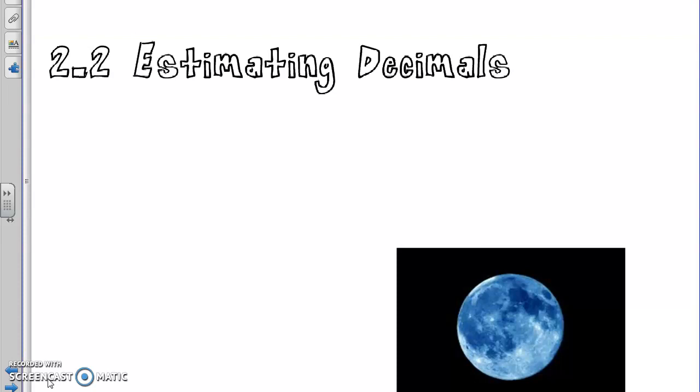Alright, welcome to Estimating Decimals. This is going to be a short lesson, so make sure you have your name on your scrap paper. If you don't have scrap paper, go get it right now, please. Then put your name on it, put the date on it, because you're going to hand it in when you're done.